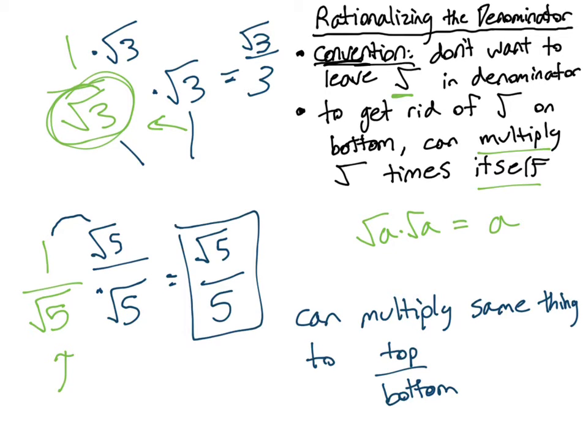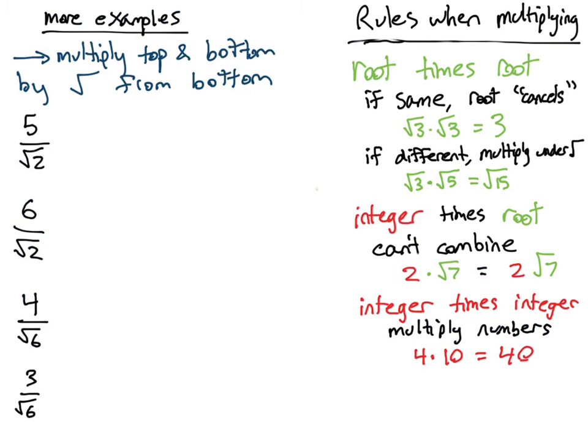Now let's look at some more examples where we might also have some different numbers in our numerator. So in each of these cases, we want to take whatever square root we have in the denominator and multiply the same square root into the numerator and denominator. When we're multiplying the same root times itself, by definition of a square root, any square root times itself of the same number just equals that number.